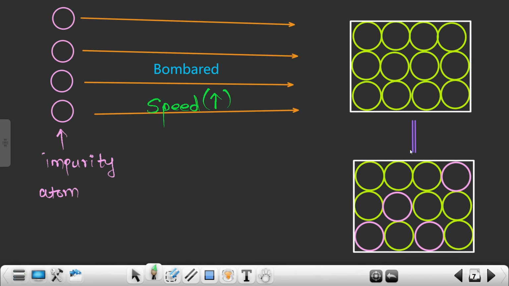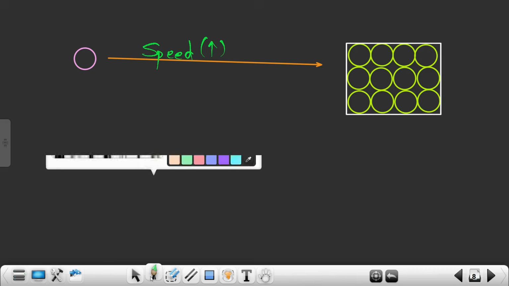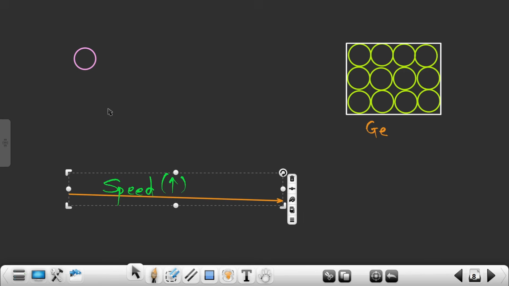Don't worry, I will explain to you. See, this is how it will look. Okay, so let me just show it to you over here. Yeah, you see this particular atom. Okay, it has certain speed. Obviously the speed is very, very high, and this is my germanium crystal, and in that particular germanium crystal there are lots of germanium atoms. Okay, so now let me just place it somewhere below. Let me just show you how exactly it will work.